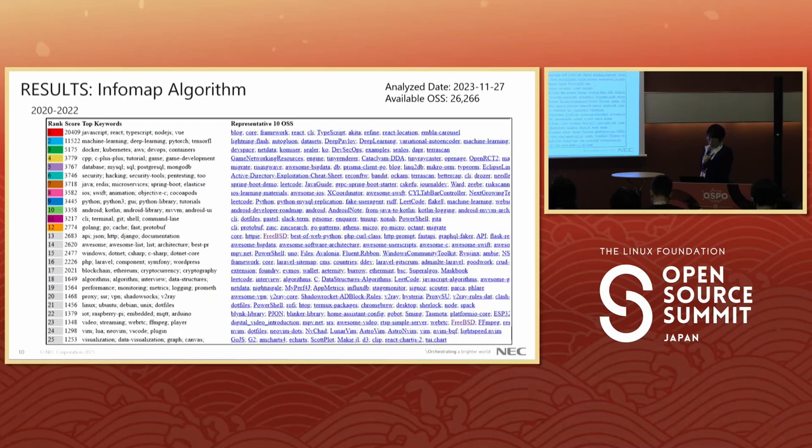This is the result of last November by InfoMap algorithm. This data came from active OSS that have commit records on GitHub between 2020 and 2022. The largest cluster is about JavaScript and related language. The second cluster is about machine learning. And the third cluster is about cloud computing. Green one, about Kubernetes and Docker. And this result continues to 200 clusters.